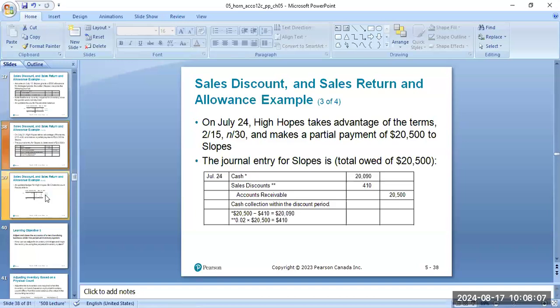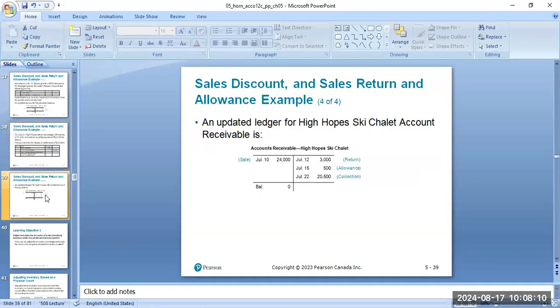What happens with our sales? No, first let's see the accounts receivable. In the accounts receivable, we started with $24,000. We received a return for $3,000. We gave an allowance for $500, and the client used the 2% discount of $410. So we closed the accounts receivable of $20,500. So accounts receivable is gone.